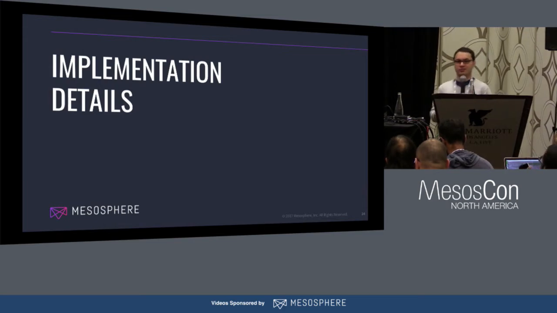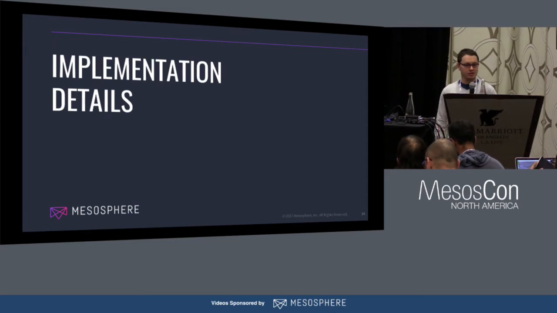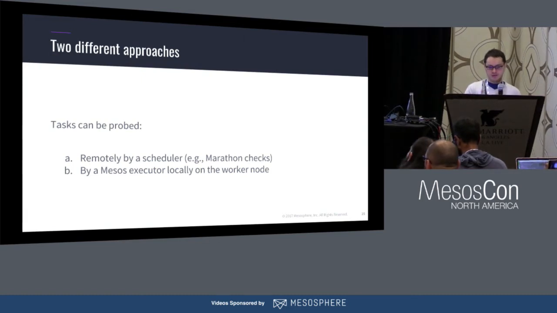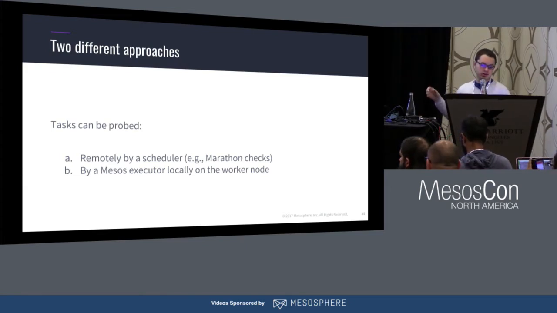I mentioned that these things can be done either by Mesos or by Marathon, so I want to go into some implementation details that might help you define what's better for you. So yeah, the task can be launched by a scheduler that could be Marathon or Aurora or something else. So that means remotely. Or the Mesos built-in executors also support health checks, and they can do the health checks locally and then send the framework the results.